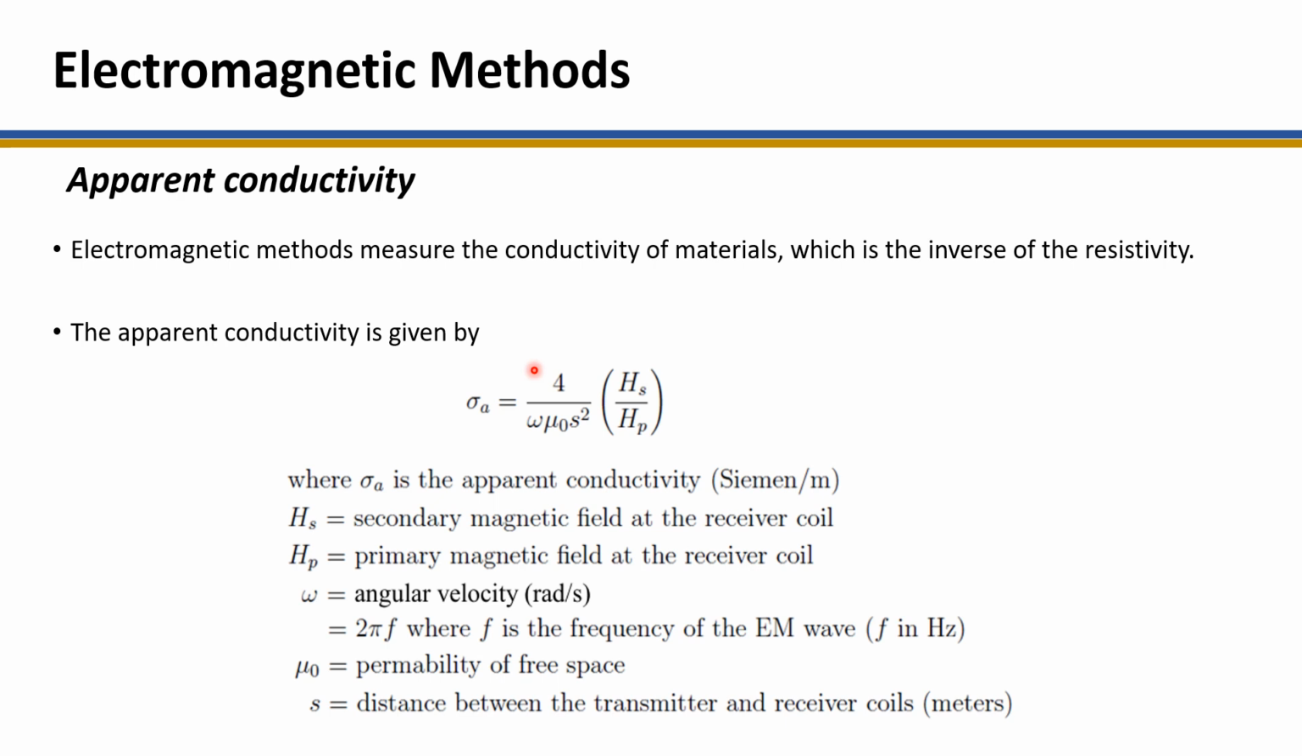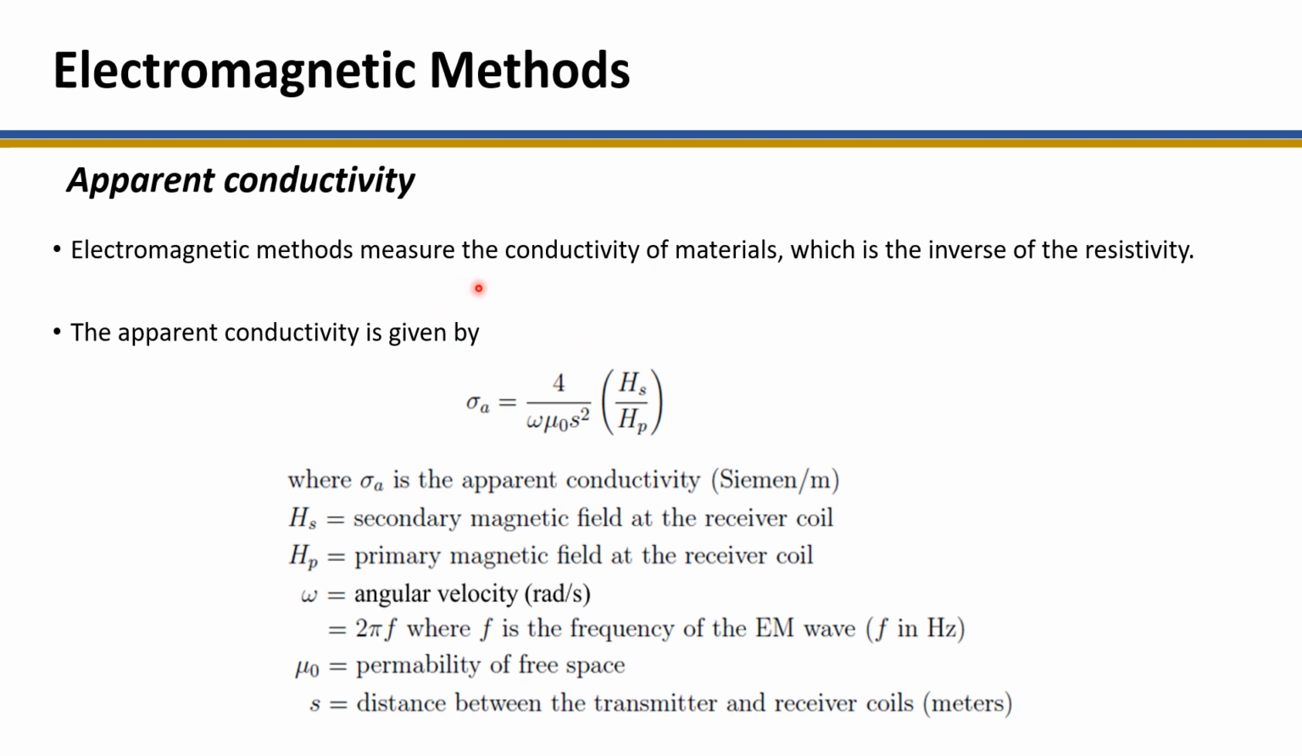So we're going to talk about apparent conductivity in electromagnetic, EM. This apparent conductivity is a measure of the ability of the material to conduct electricity. It is defined as the inverse of apparent resistivity. The unit of apparent conductivity is Siemens per meter, or S/m.